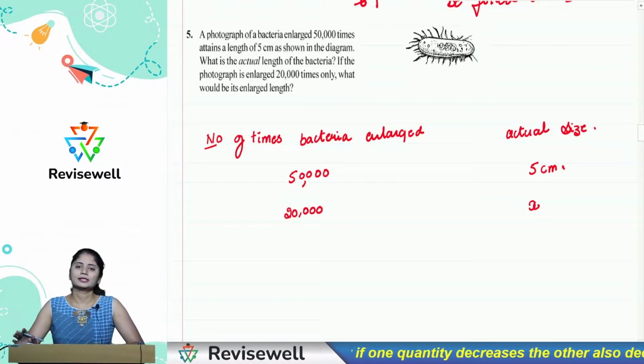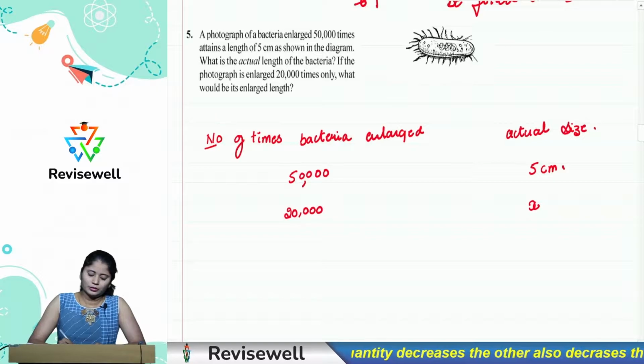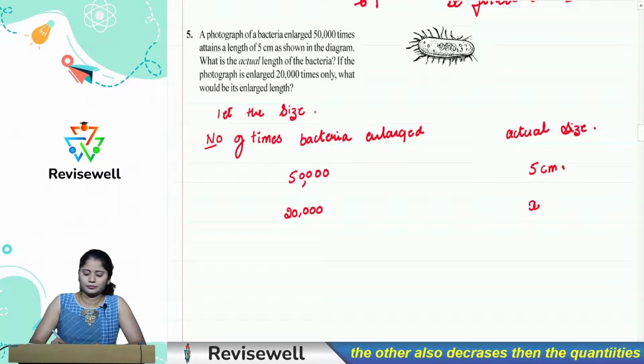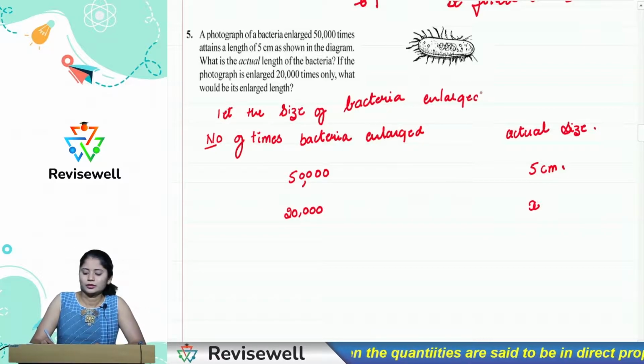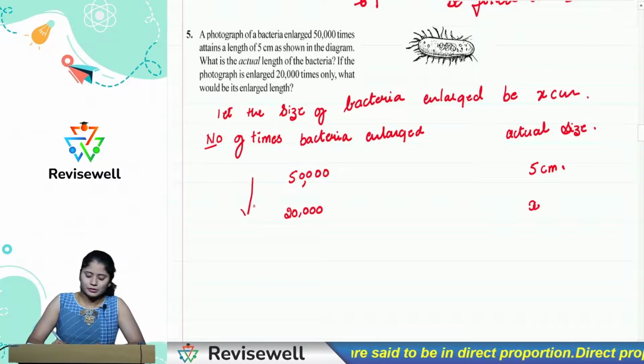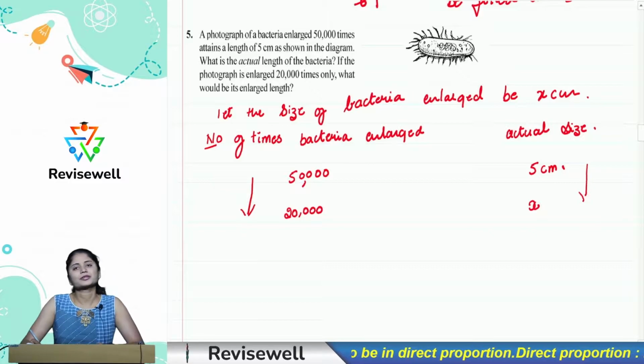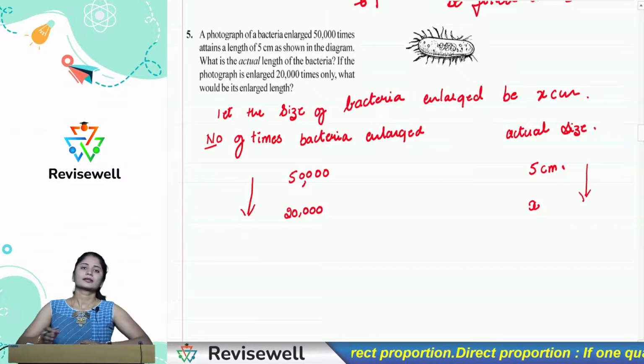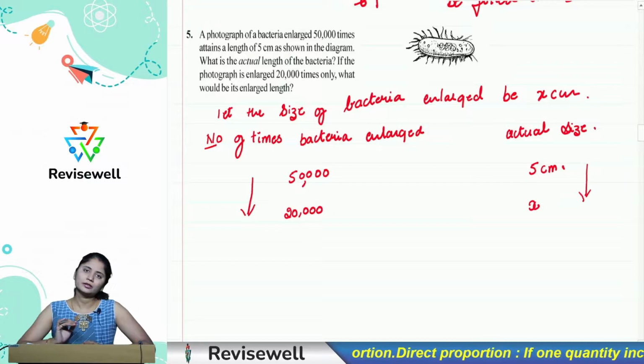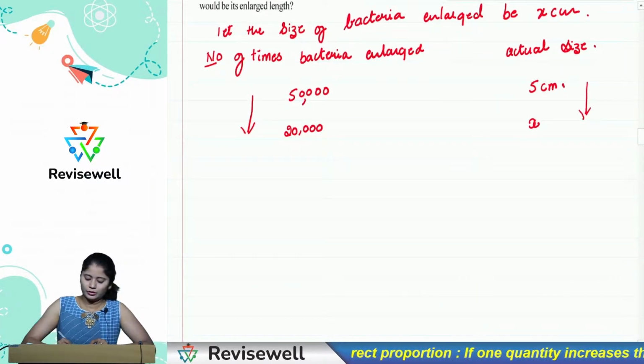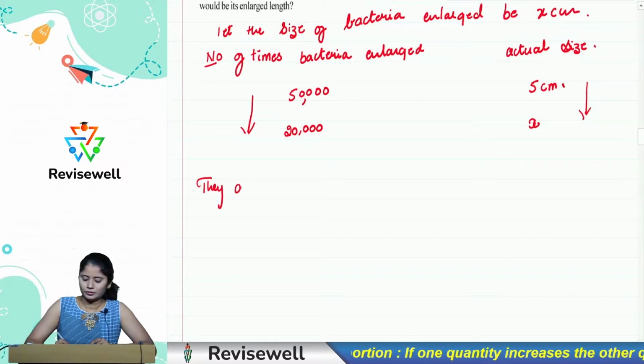Let me take that as x. Let the size of the bacteria enlarged be x centimeter. Suppose, see here, the number of times it has been decreased, so definitely the actual size of the bacteria will also decrease. That means the quantities are said to be in direct proportion.